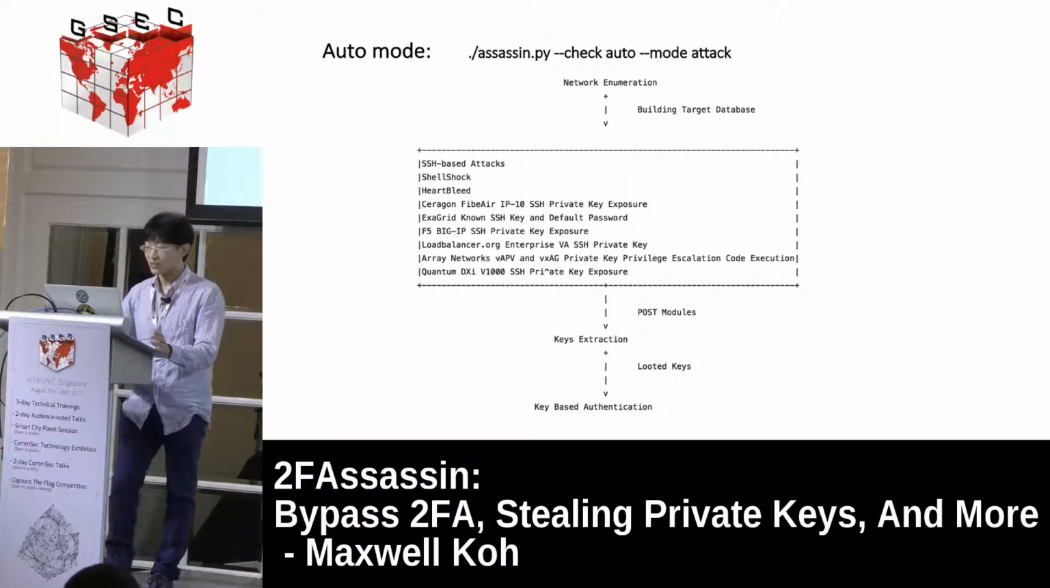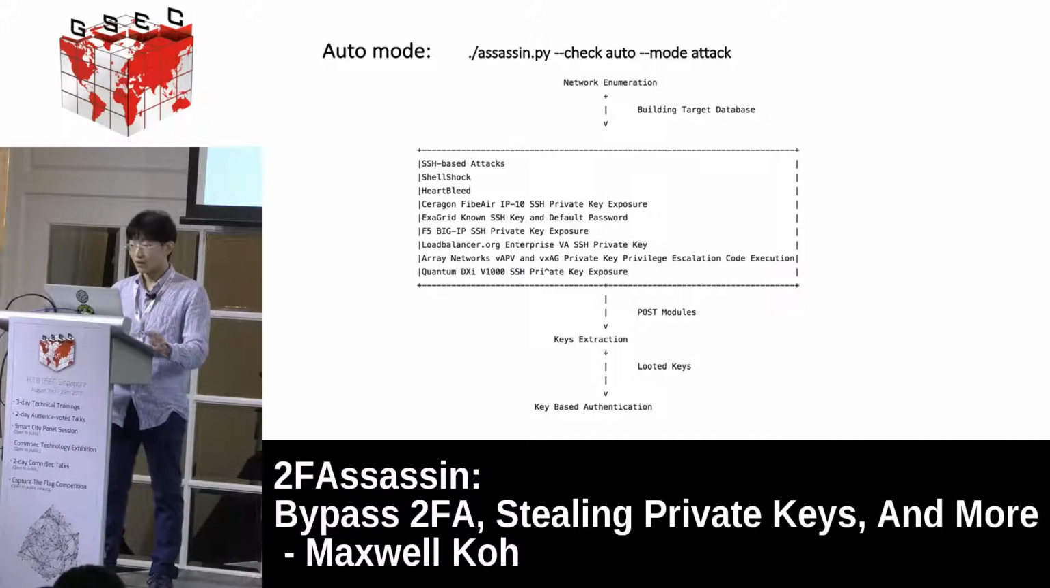Auto mode is the simplest way to check everything. This process will start with network enumeration, because we need to build up the target database first to get a list of what hosts are up, what services are running, and which ports are open. Once you have the host information, it will launch each module against the targets in the database with a primary focus on getting the keys. Finally, it will use the root keys to perform key-based authentication.